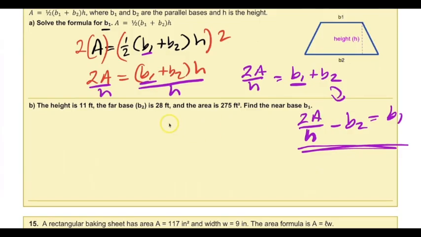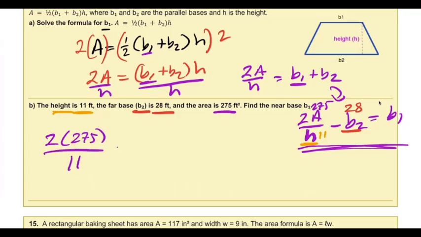The height is 11, the far base b2 is 28, and the area is 275. Find the near base b1. So basically, they want us to use our formula here. They're telling us 11 is the height, so that's my h. That's 11. b2 is 28, so that's right here, 28. And the area is 275. So we're going to have 2 times 275 over 11 minus 28 equals base 1. Now that I would use a calculator for. If I put it in my calculator, I would get 22 equals base 1.